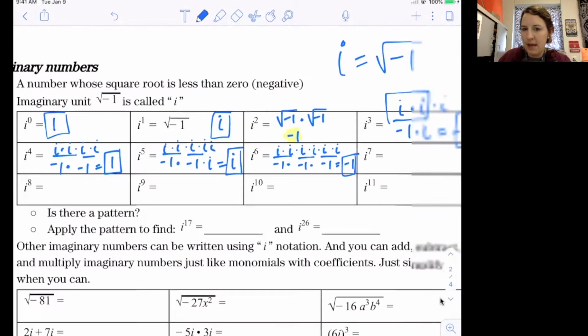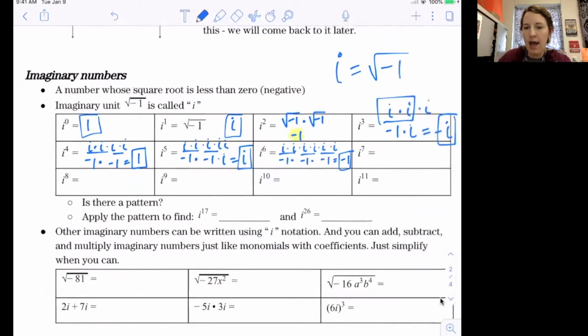So that is going to be a pattern: i, -1, -i, 1. Anything that has an exponent that is a multiple of 4, so 4, 8, 12, 16, 20, is going to get you that whole number 1.